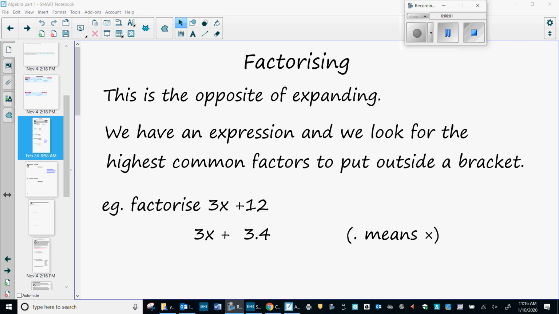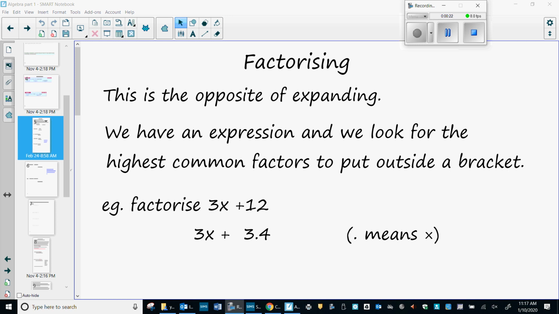Okay, so again, this is something you've done in the past. Year 7 and 8, definitely year 8. So this should be a recap for you. Now, factorising is the opposite of expanding. We all remember how to expand, yes?